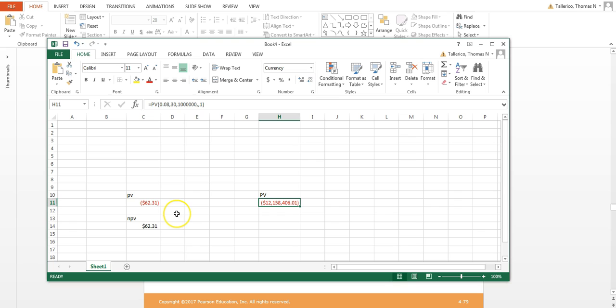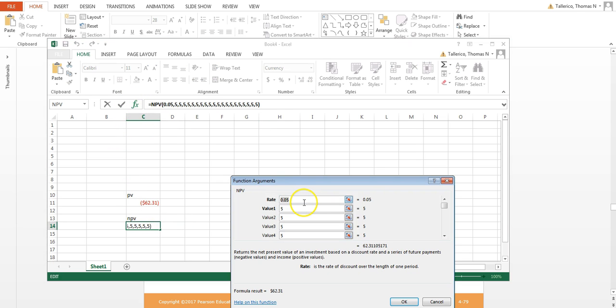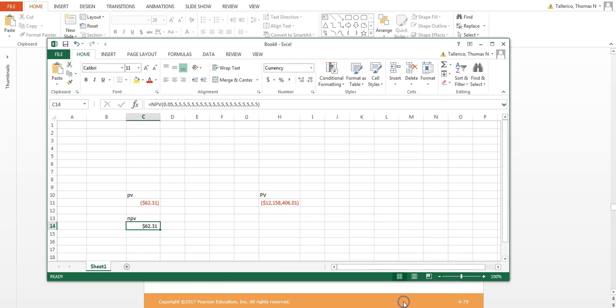Now, one other thing I did want to show you is I used an alternate way to get this $62.31. What I did is I used the NPV function, and here's the NPV function, and you'll notice I put a 5% rate, but I listed each $5 payment 20 times, and if you scroll down on this, you can clearly see how I listed each $5 payment for 20 years individually. Okay, so you can see at the end it comes out to exactly $62.31 again, just as it did over here.